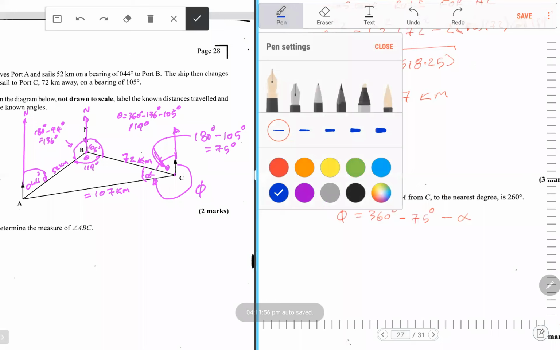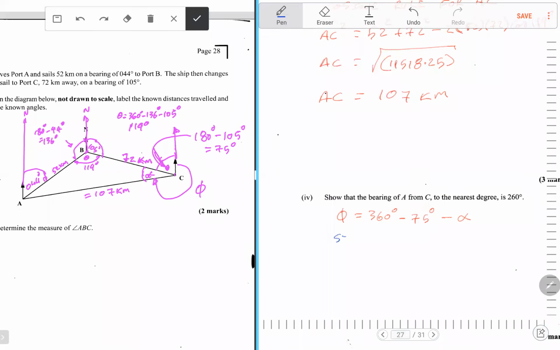Sine rule for alpha. This is going to be sine of alpha over the side opposite alpha, which is 52, equals sine of the 119 that we know over the side opposite the 119, which is 107. That's what we're going to use.